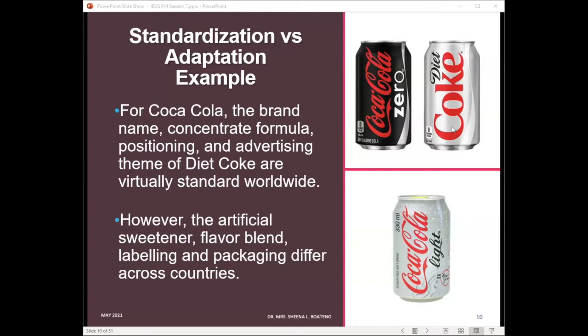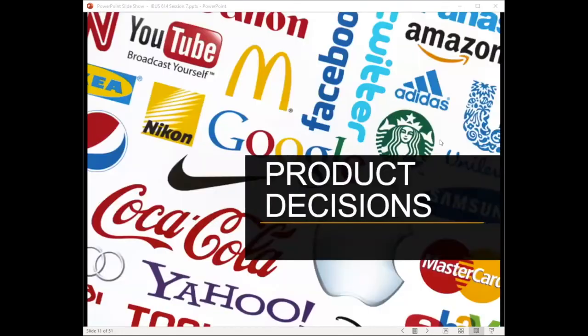Right, so back to the issue of standardization and adaptation. So firms would usually use a combination of these depending on what their objectives are. And like we said, their motivations for doing this could be myriad based on all we've discussed in our previous sessions. So let's go straight into the concept of product decisions and how firms make these decisions in terms of global marketing.